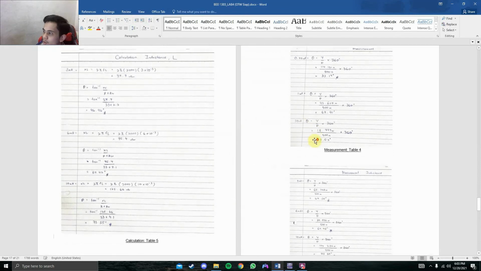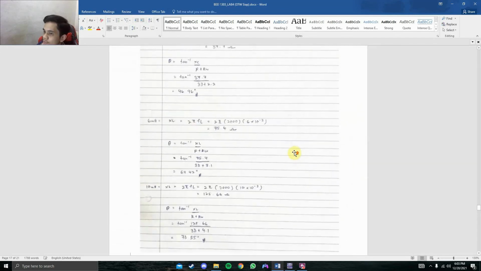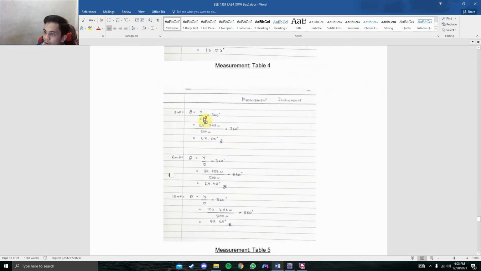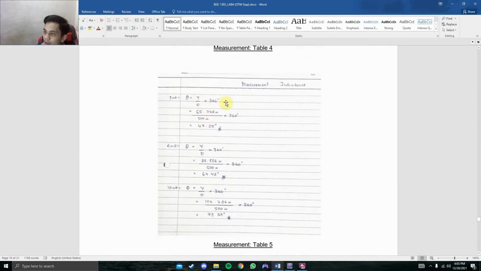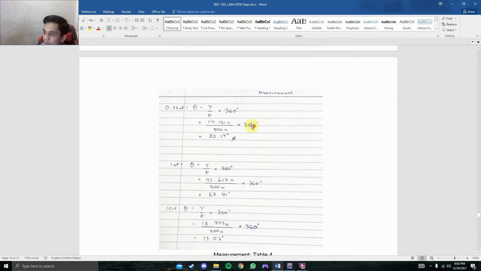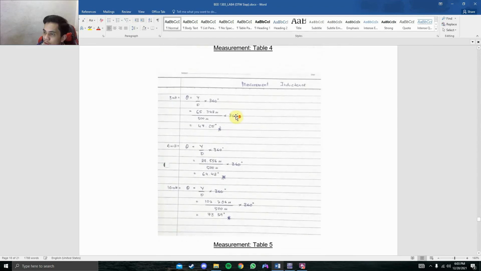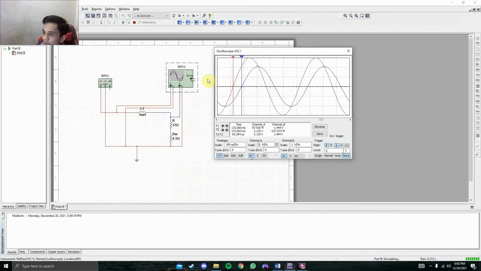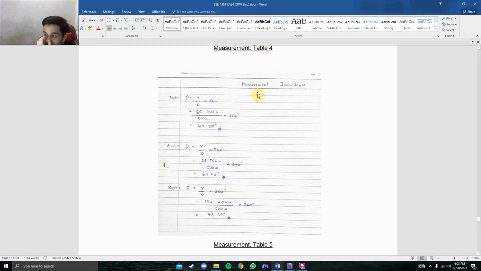The calculation, then we do the measurement. Here is the measurement for table 5. The phase angle equals Y over D times 360, same as the capacitance. So in Multisim, we get 65.348 micro over 500 micro, then times it with 360, then we get here 47.05.